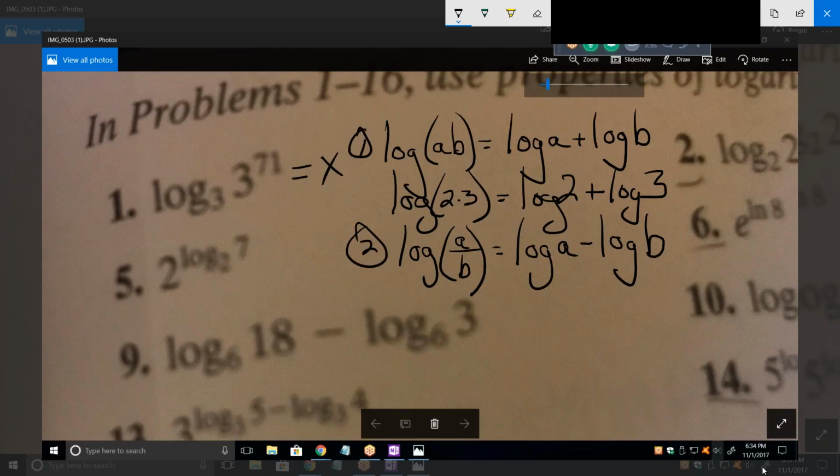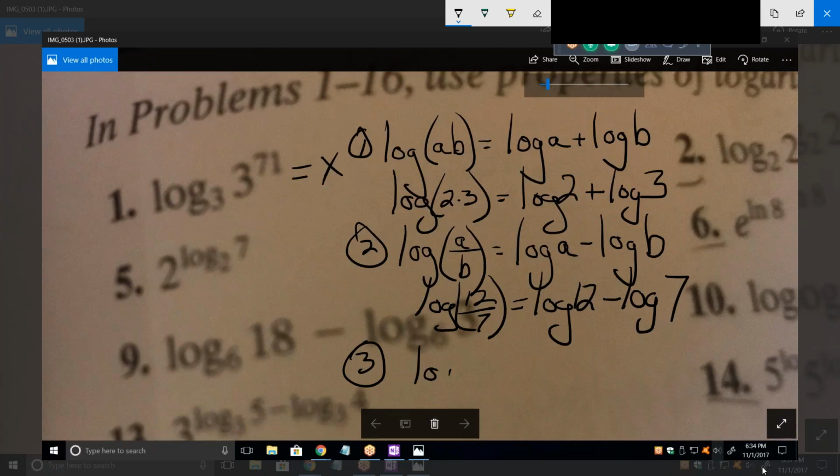That's 1, that's 2. There's 3 of them. Let me give you an example of this. If I said the log of 12 divided by 7, well, that's the log of 12 minus the log of 7. And finally, the third one. If I take the log of a to the b power, it allows me to move that b down in front and become a multiplier. That is the same as b log a. And that's one way to memorize it.